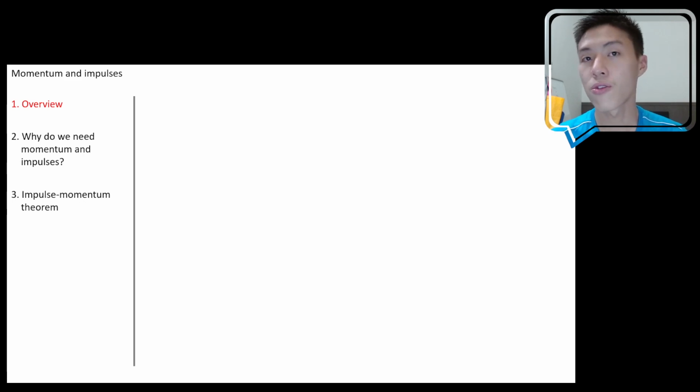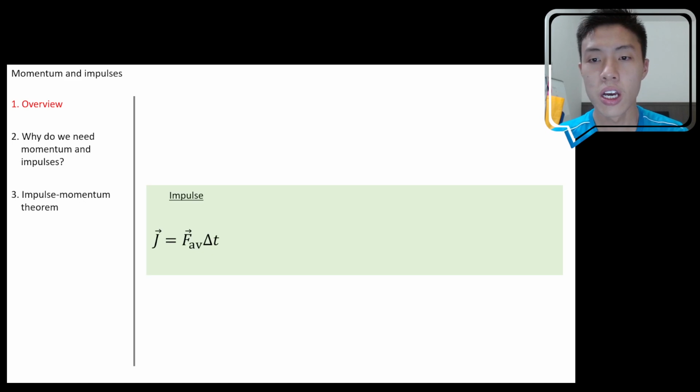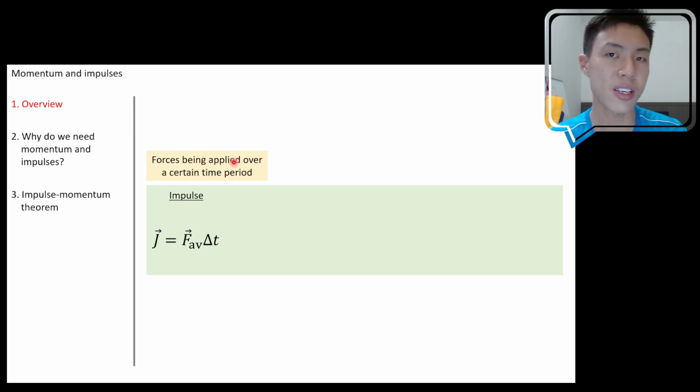Let's get a rough overview of what we will be discussing for momentum and impulses. Basically, we are going to define a new physical quantity, which is impulse. Impulse will be represented by the symbol J, and it's the average force multiplied by the period. If you have a force being applied over a certain time period, and to be more specific, it's actually the net force being applied over a certain time period, you can calculate the value called impulse by multiplying the force and the time period.